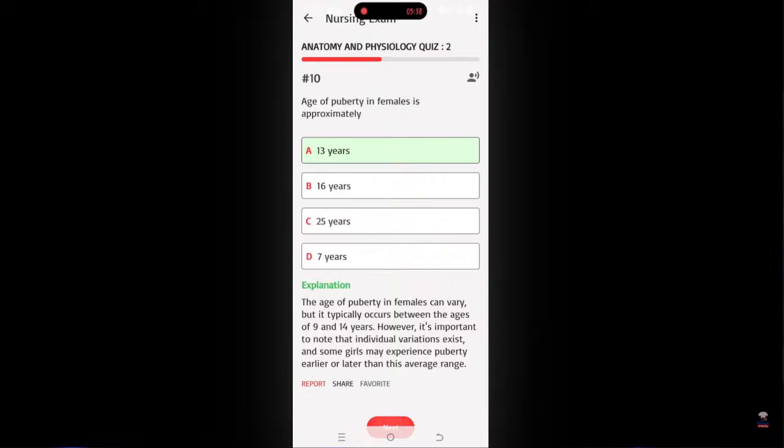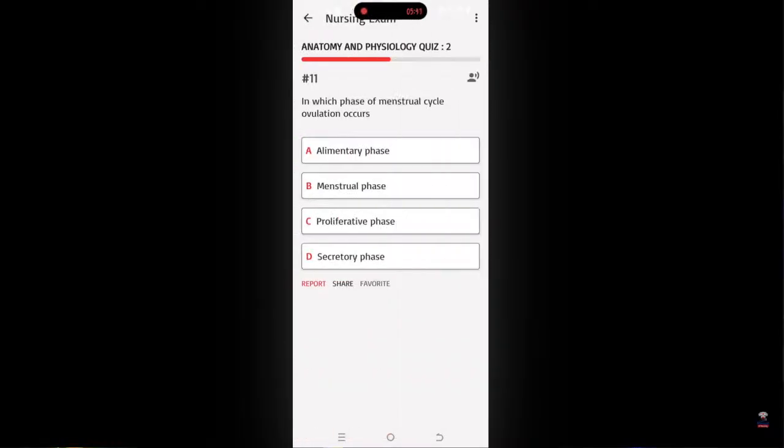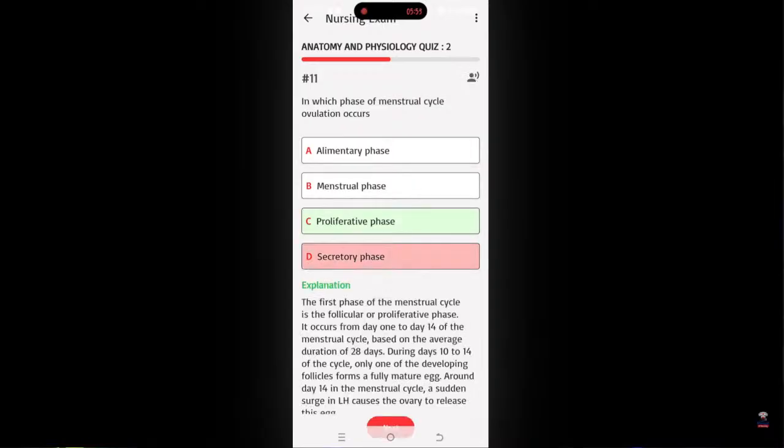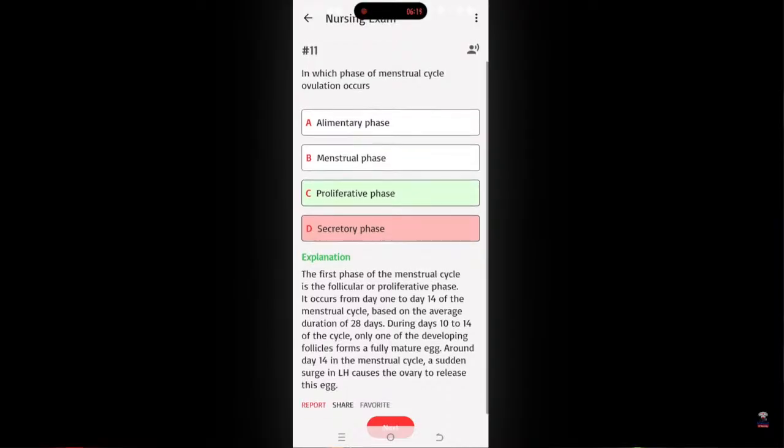In which phase of the menstrual cycle does ovulation occur? A. Alimentary phase. B. Menstrual phase. C. Proliferative phase. D. Secretory phase. Correct answer is C. The first phase of the menstrual cycle is the follicular or proliferative phase. It occurs from day 1 to day 14 of the menstrual cycle, based on the average duration of 28 days. During days 10 to 14 of the cycle, only one of the developing follicles forms a fully mature egg. Around day 14 in the menstrual cycle, a sudden surge in LH causes the ovary to release this egg.